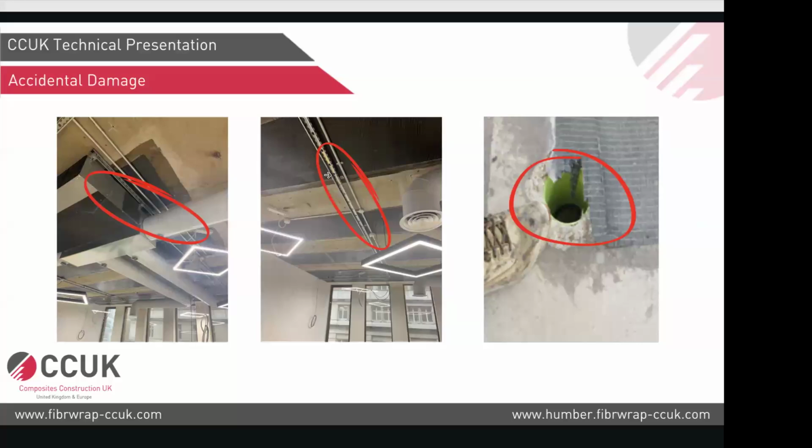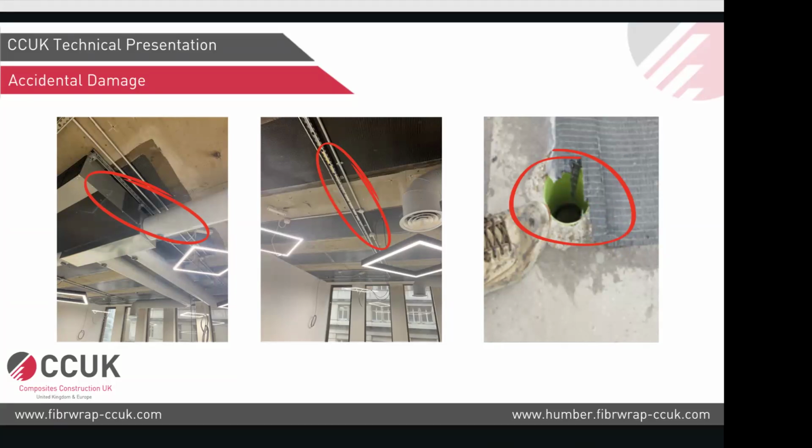But in instances where they drill through carbon fiber, either knowingly or unknowingly, we may have to go back and repair it. So in this instance, they cored through carbon fiber. So we went back on site and applied an additional layer on the side of it to account for the loss of area in this particular section.